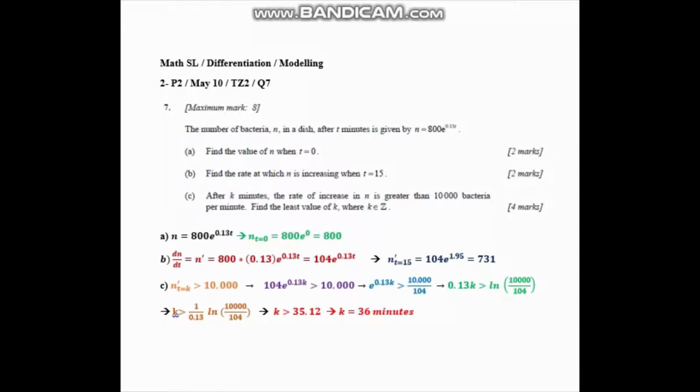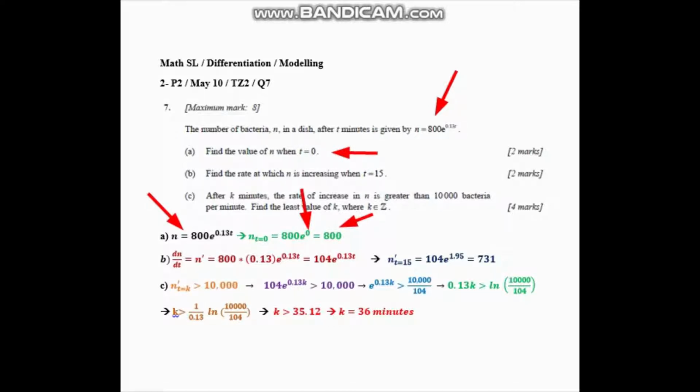So in question A, you are required to find the value of N when t equals 0, given that they are related to each other by this equation, which is rewritten right there. N equals 800 e to the power of 0.13 t. So you're simply going to substitute 0 for t in question A, getting 800.